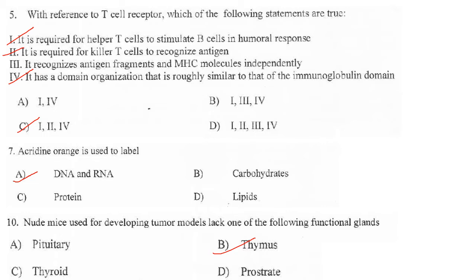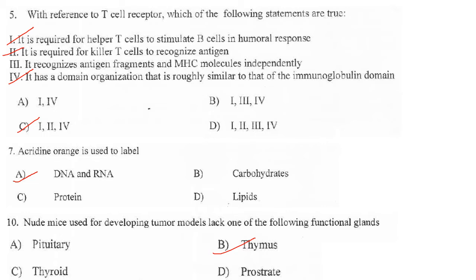Then, with reference to T cell receptor, which of the following statements are true? It is required for helper T cell to stimulate B cells in humoral response. So that is correct. It is required for killer T cells to recognize antigen. That is also correct. It recognizes antigen fragments and MHC molecules independently. So T cells recognize an antigen when they are bound with major histocompatibility complex molecules on the surface of other cells. So statement 3 is not correct. It has a domain organization that is roughly similar to that of the immunoglobulin domain. That is also correct. So 1, 2 and 4 are correct. So the option is option C.